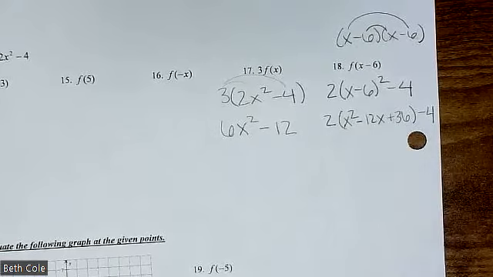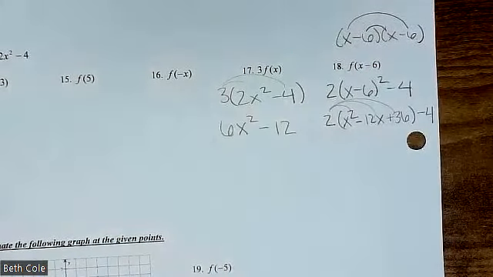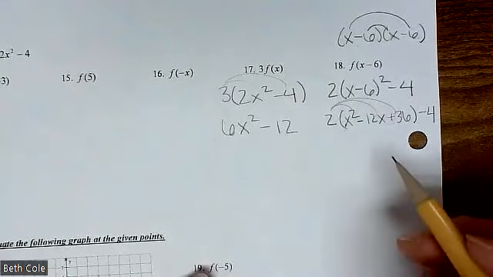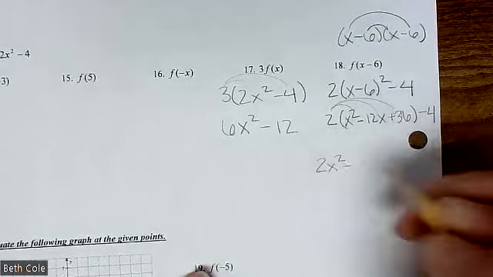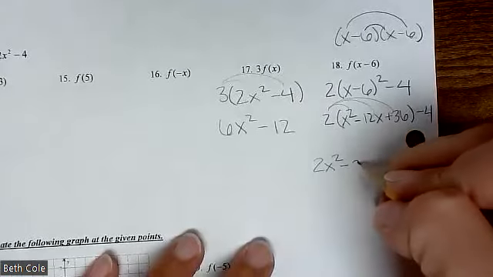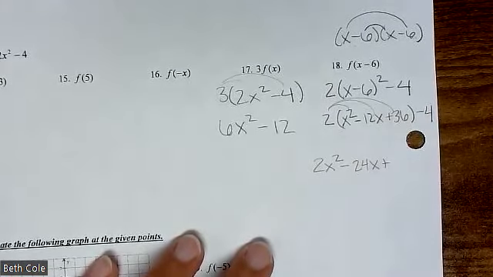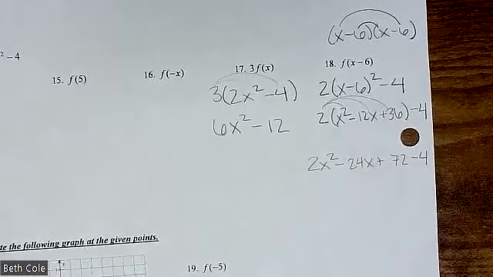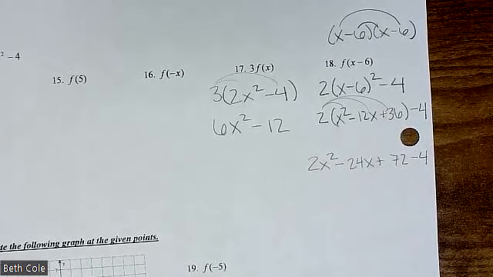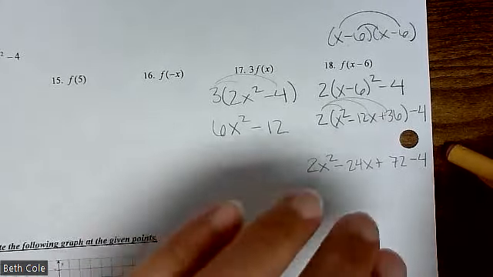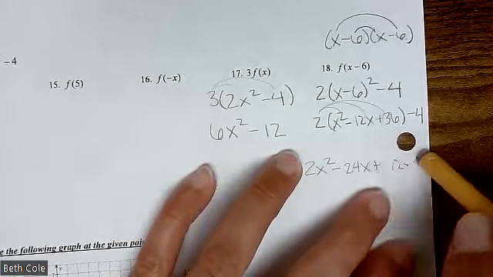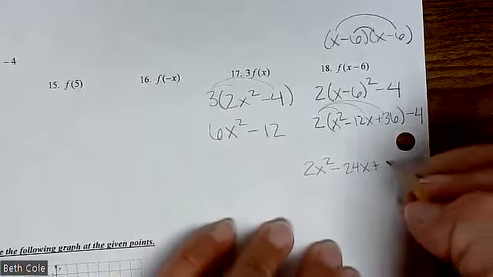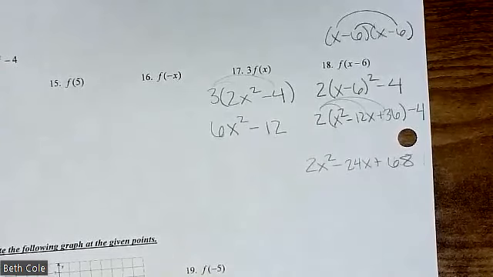You're going to distribute the 2. I believe in my heart you can multiply by 2. That'll give you 2x squared minus what? 24x, good, plus 2 times 36, 72. Minus 4. And so your last step is to combine the 72 minus 4. If you're writing with pencil, you can just erase and fix it so you don't have to write the whole thing all over again. So what is that, 68? That one's a little bit more writing, but you'll be okay.